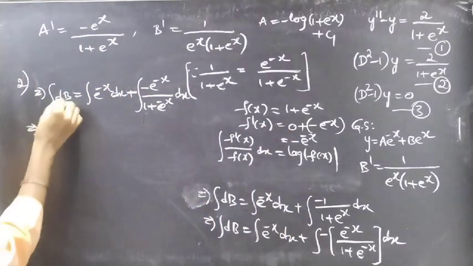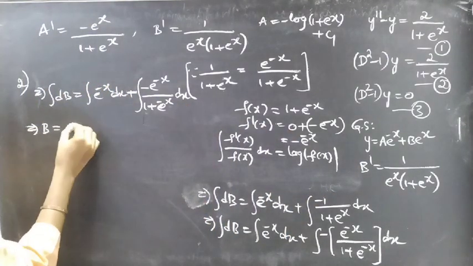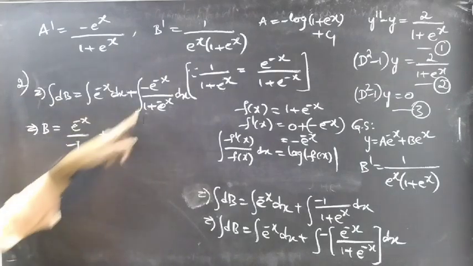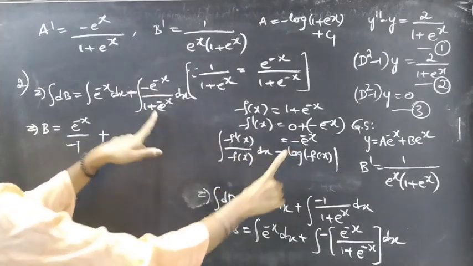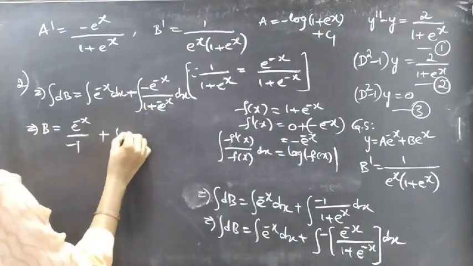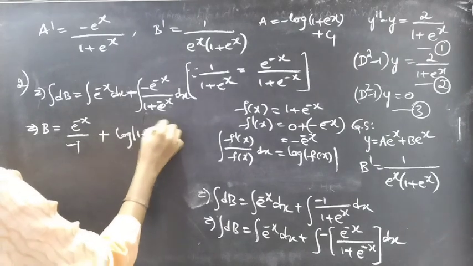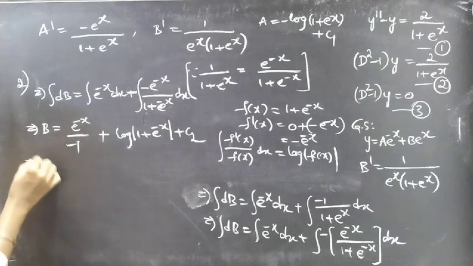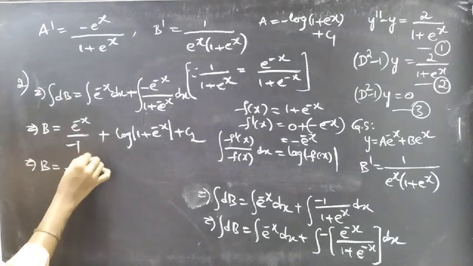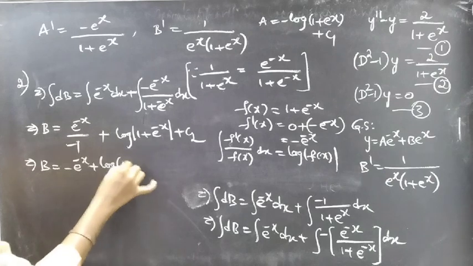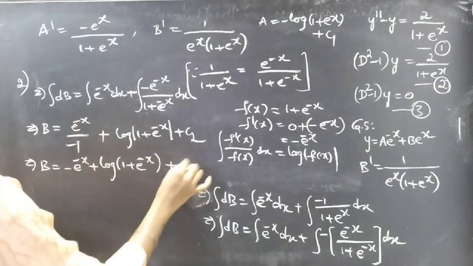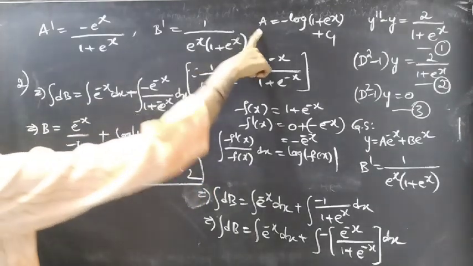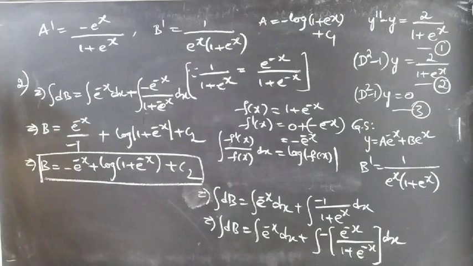Then we'll get integral dv, v equal to integral e power minus x dx is e power minus x by minus 1 plus integral f dash of x by f of x is log mod 1 plus e power minus x plus integral constant say c2. Then v equal to minus e power minus x plus log of 1 plus e power minus x plus c2, which is our required v, and already we got u. So now let's see the general solution.